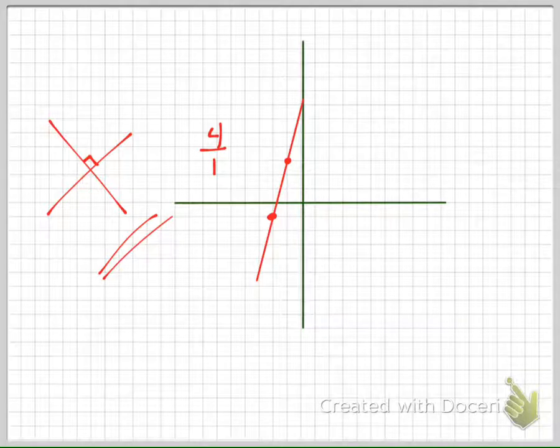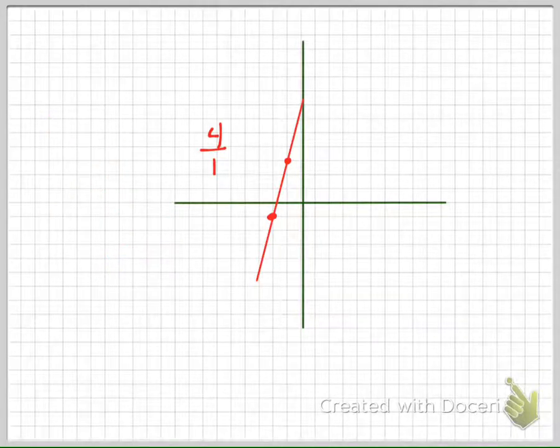Now, here's the rule. The rule for perpendicular lines: their slopes are opposite reciprocals. What does opposite mean? What's the opposite of 4? Negative 4. What's the opposite of negative 6.2? 6.2, right? Opposite means you switch the sign. What's reciprocal mean? Flip the fraction over, right?